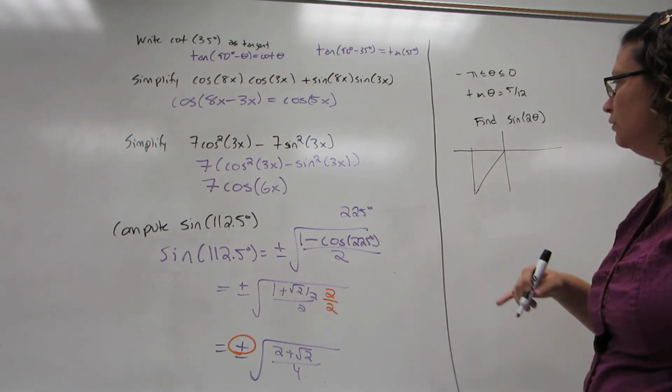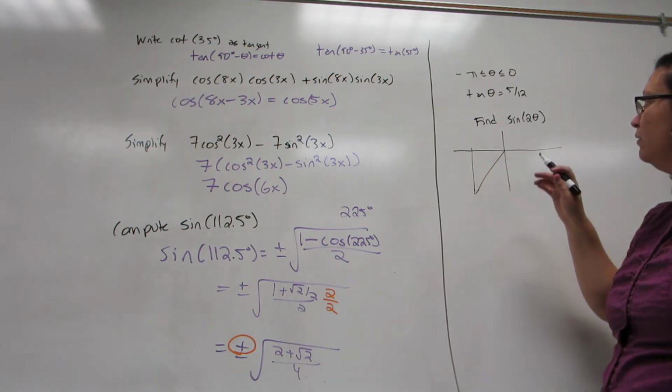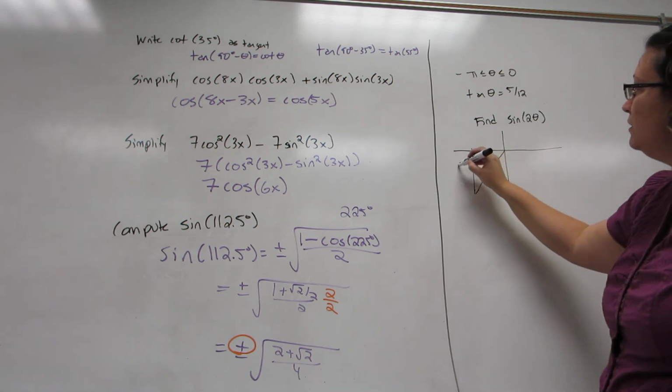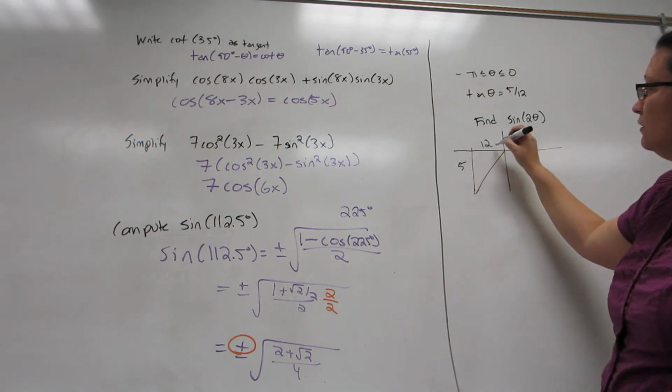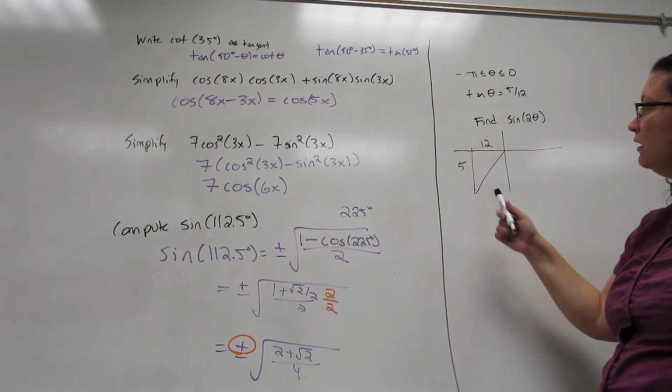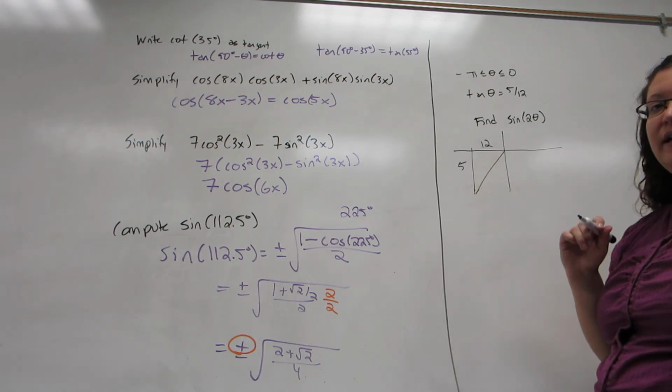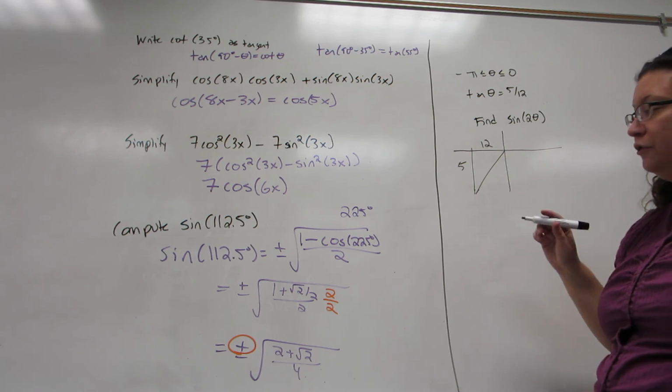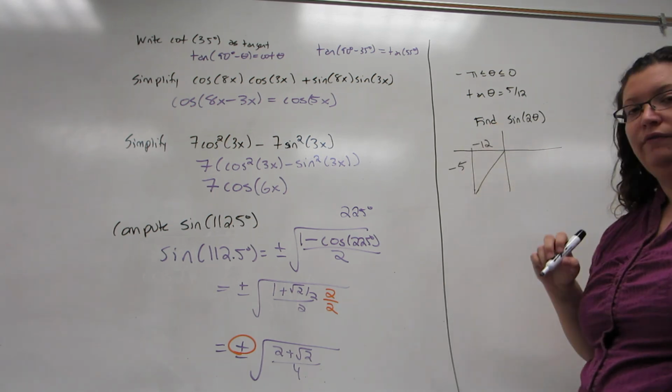Okay? So I put my triangle there. Now tangent is opposite over adjacent. So I can label two sides of my triangle. Now remember that this is the y coordinate and this is the x coordinate. And in the third quadrant, both of those are negative.